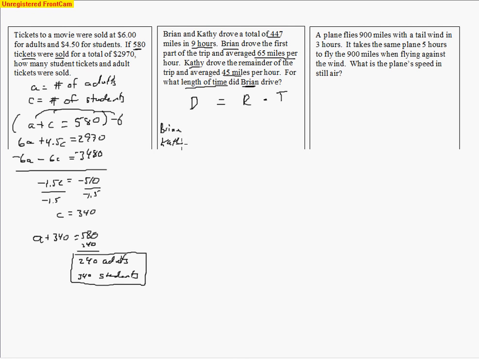And so my Brian equation is going to go this way. I don't know how far Brian drove, so I'm going to call it D. I know he drove 65 miles an hour, and I do not know how long it took him, so I'm going to put t. Now, the reason I put those variables there is because that's what we're trying to find, Brian's time.